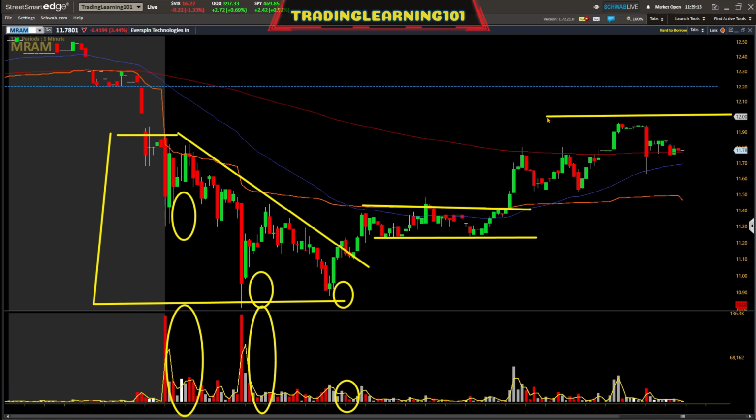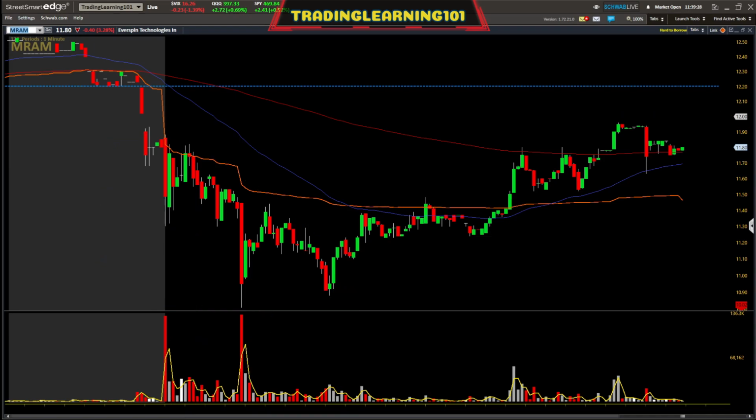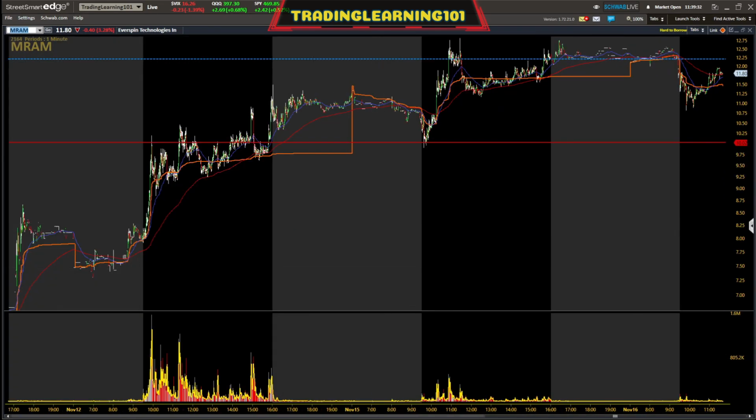That's a 3-to-1 risk versus reward. You're risking 20 cents to make 75 cents or more. That's going about it the smart way. We know it broke its trend line. We scroll back out on this. We know it broke its trend line here as it was trending up like that.